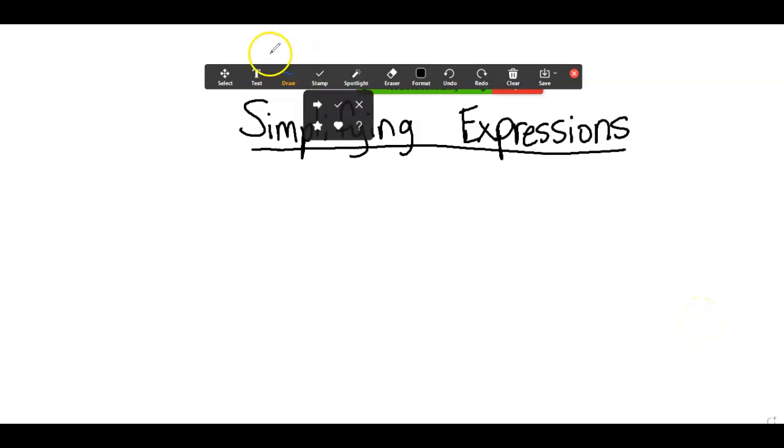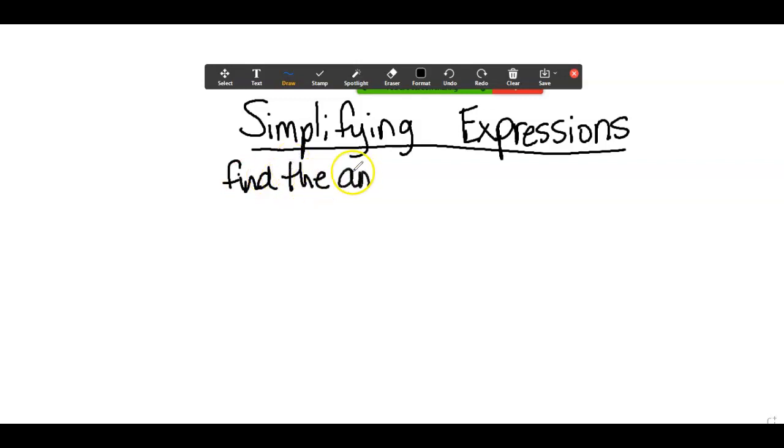So in this video, we are going to be simplifying expressions. So let's talk for a minute about what that means. To simplify in algebra really just means find the answer. That's in essence all it means. So we're finding the answer to an expression.